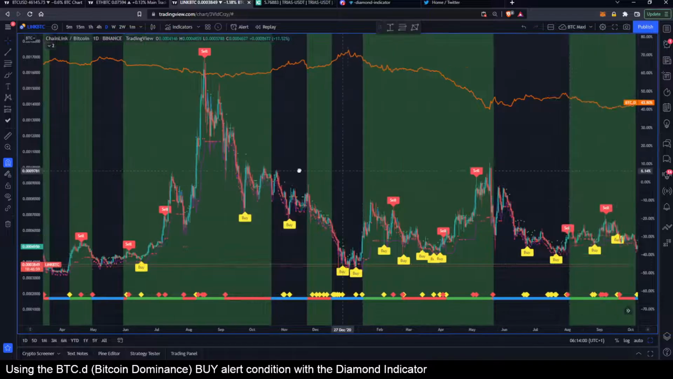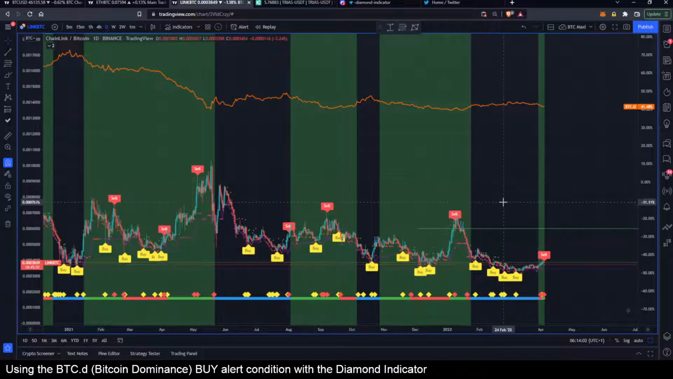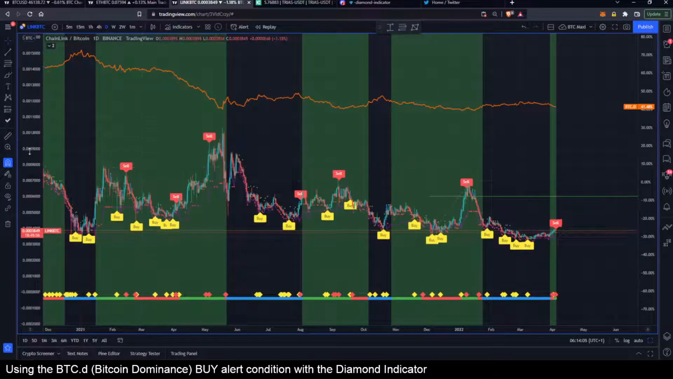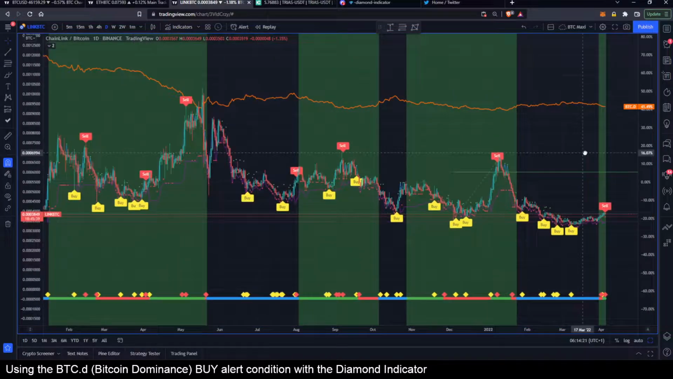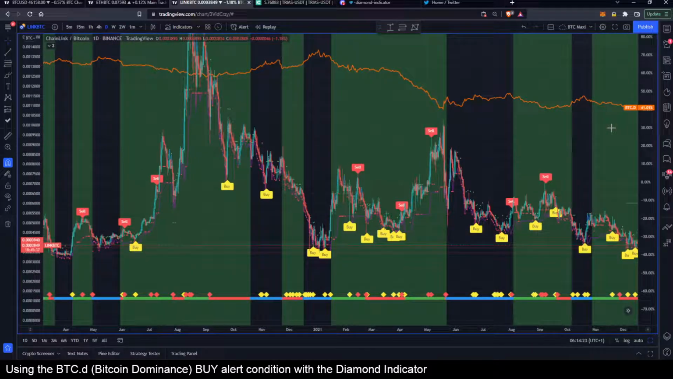As you can see, there's been some really great trades here on the Link BTC pair on the daily time frame, and even now you can see that we've started a downtrend in BTC dominance, and you can see here an uptick in the Link BTC pair. So, we even have a little diamond here, so hopefully we'll see a continued uptrend, and that would have also been a really nice trade.